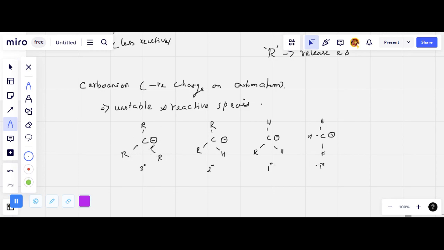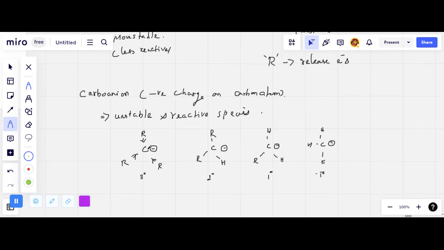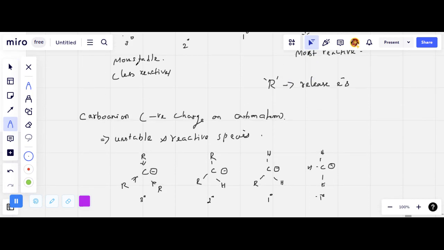Here, all the three alkyl groups have the tendency to release electrons, no? It releases electrons, but the carbon already has its negative charge. So if it releases electrons, it makes this carbon most unstable. It's the most unstable. It's just the opposite.